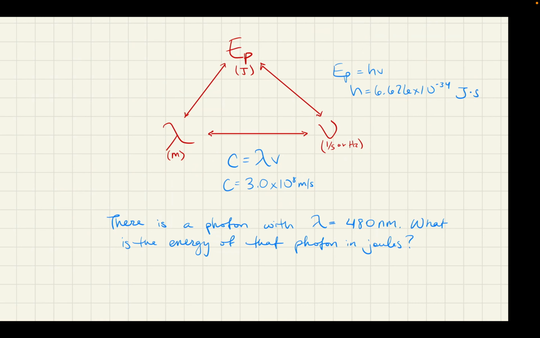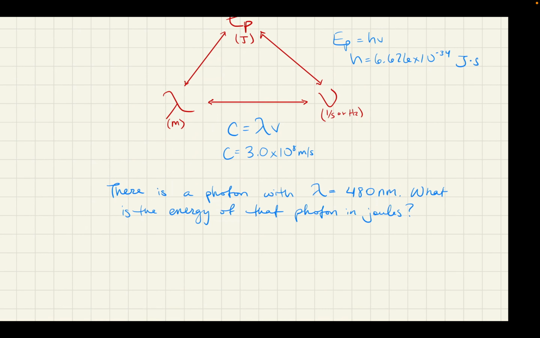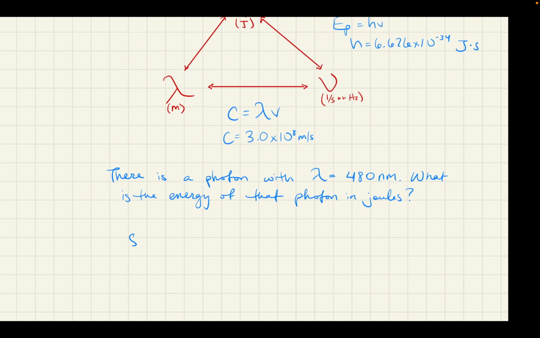Wonderful. So as a reminder, I would expect all my Clemson students to memorize this: 480 nanometers can be converted into meters with this conversion factor. 1 nanometer is 10 to the negative 9th meters. Plug that in, you should get 4.8 times 10 to the negative 7th meters.